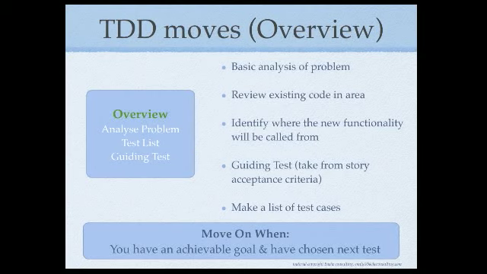So this is the overview step where we're trying to work out what we're doing. And you know when you're ready to move on to another state when you think you have an achievable goal and you've chosen the next micro test that you're going to try and implement, the next small unit test.